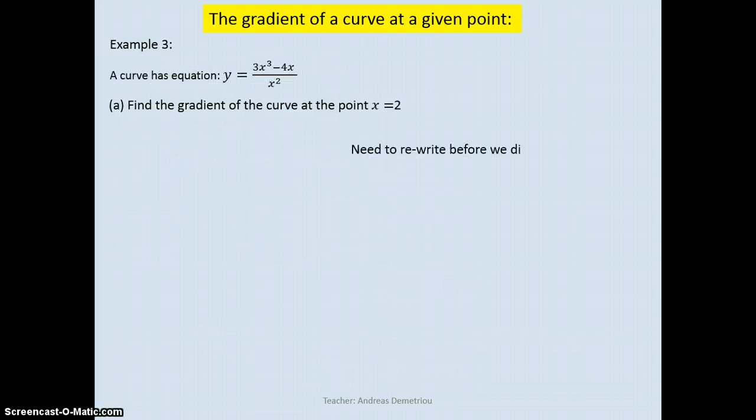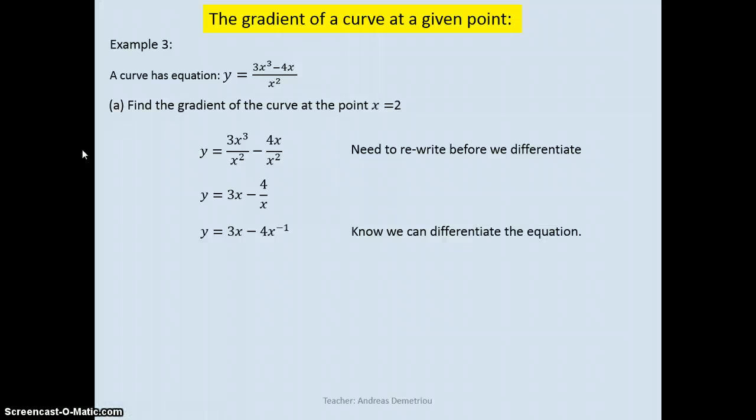A harder exercise is a curve with this equation, y is equal to 3x cubed minus 4x over x squared. In order to find the gradient of the curve at the point x equal to 2, we need to differentiate. But first we need to rewrite this equation before we differentiate. So we divide each term by x squared. Now we simplify the x. Because the x appears on the denominator, we need to bring it to the numerator by changing the sign of the power. And now we're in a position to differentiate.